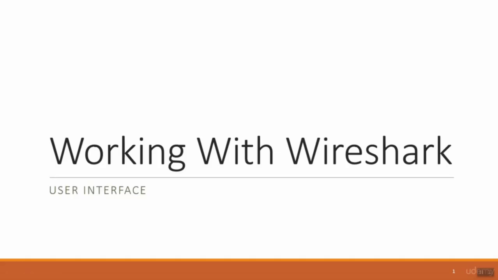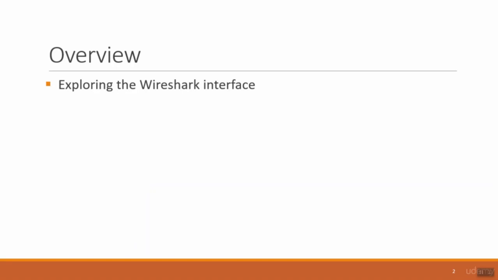Now we've installed Wireshark, the next thing we want to do is take a few minutes and talk about working with Wireshark, mainly the user interface. This is how you're going to interface with the program and actually interact with network traffic. So we're going to explore this Wireshark interface. We're going to look at the different components of it and how you can access different things to analyze your network traffic. We're going to start with a packet capture.